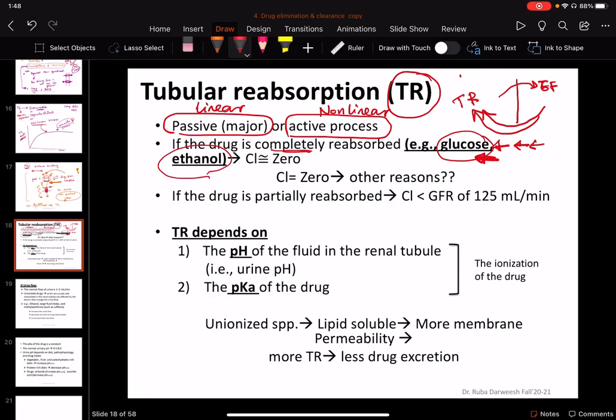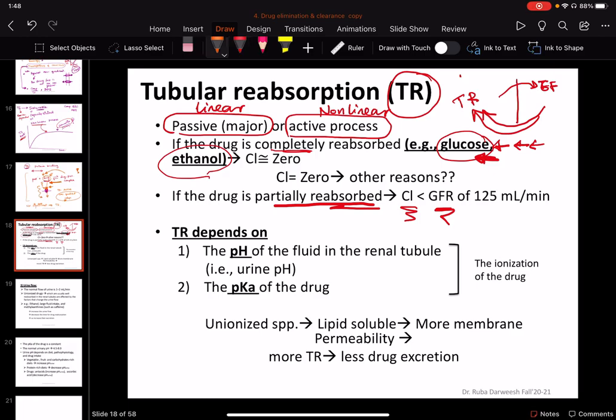And again, if the drug is partially reabsorbed, the clearance of that drug would be less than glomerular filtration. If we consider that it is completely filtered, but part of it is reabsorbed, the clearance would for sure be less than the complete glomerular filtration rate.